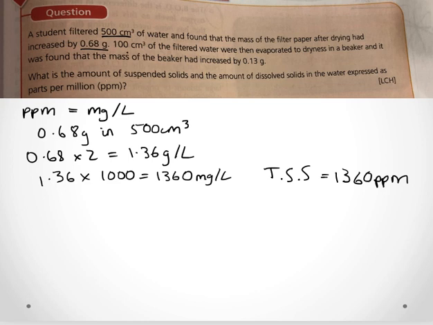Okay, now let's look at the second part of the experiment. The student then took 100 centimetres cubed of the filtered water, and evaporated it to dryness. And then that beaker had a little residue left on it, and that was the dissolved solids that were left as that residue. The student had obviously got the mass of the beaker at the start and got the mass of the beaker at the end and found that it went up by 0.13 grams. So what does that tell us? It tells us that 0.13 grams of our dissolved solids were in 100 centimetres cubed of the water. Okay.